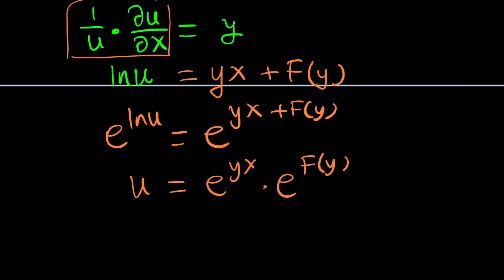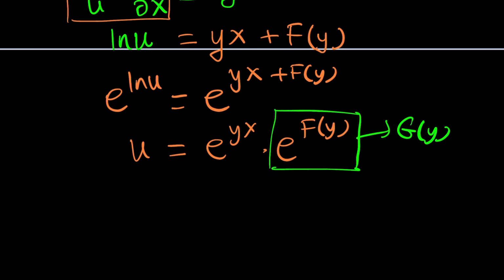But here's what you need to remember. f of y is just an arbitrary function of y. So e to the power f of y is also going to be an arbitrary function of y, which is probably different in this case. And let's just call that g of y. You can use a of y, b of y, c of y, whatever. It doesn't really matter. But now you can write the solution as e to the power xy multiplied by g of y, which is again an arbitrary function of y.